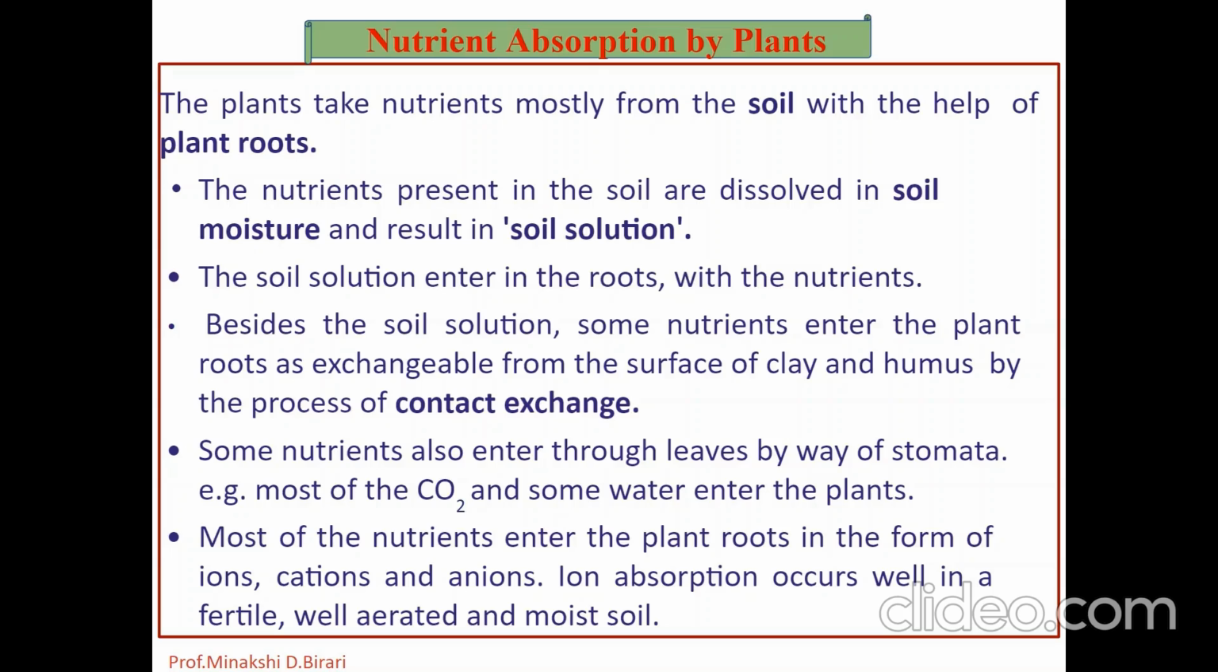Thus, it is clear that there are four devices for obtaining plant nutrients. What are they? First, from the soil solution. Second, from exchangeable bases. Third, from the readily decomposable minerals. And fourth, through the leaves by way of stomata. So by using these four devices, nutrient uptake in the plant occurs.